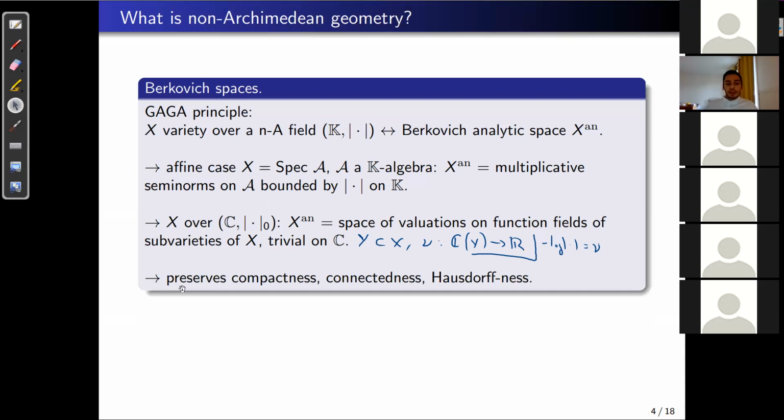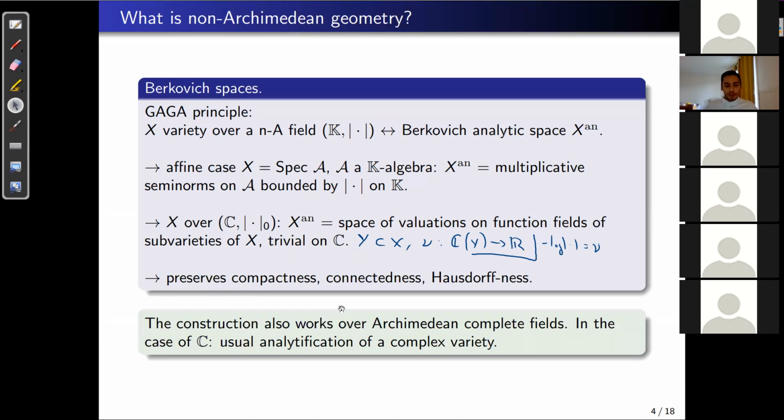And so there are many ways to realize a GAGA principle for non-Archimedean varieties. We kind of like the Berkovich analytification because it preserves some rather fundamental topological properties, such as compactness, connectedness, and Hausdorffness, which are really the bare minimum you should ask for.